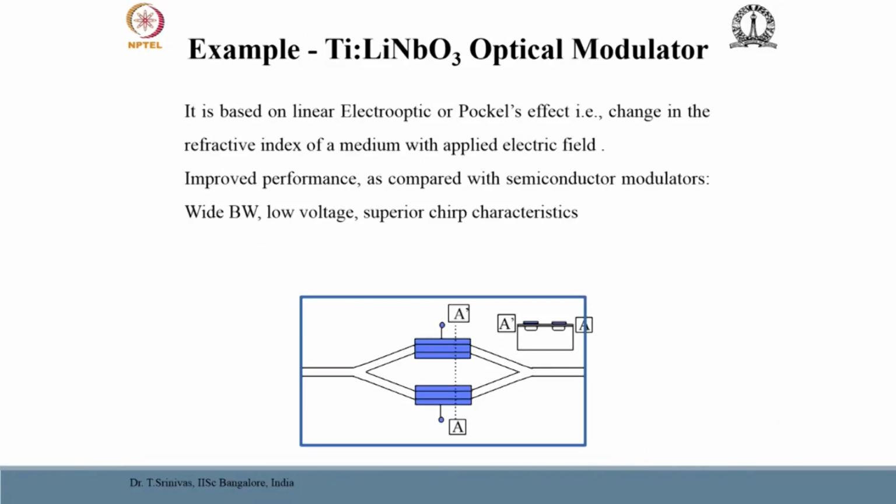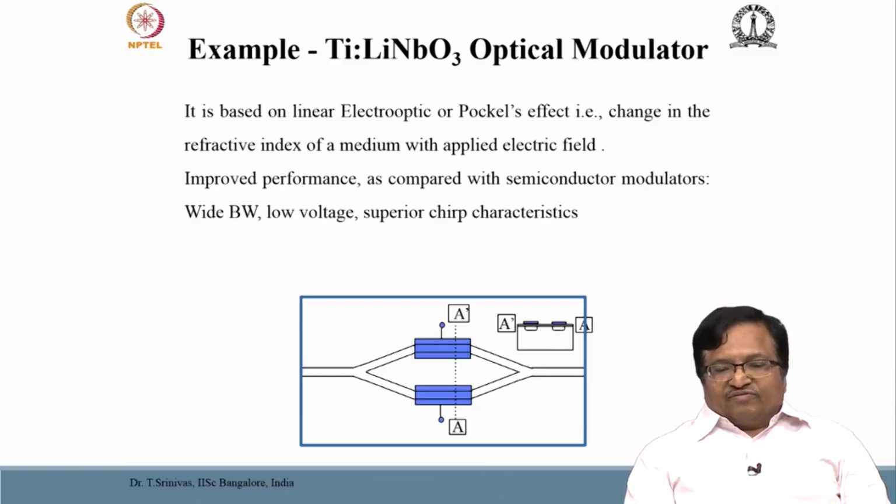I would like to take the example of an optical modulator on a lithium niobate chip. This is a typical example and is a commercial device today. It is based on the electro-optic effect, or the Pockels effect, that is a change in the refractive index of the medium with the applied electric field. The picture shows the top view of the lithium niobate optical modulator.